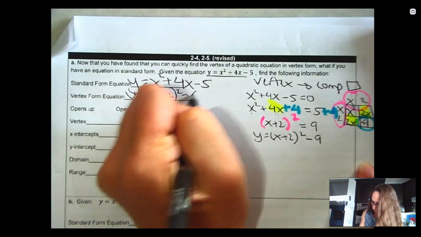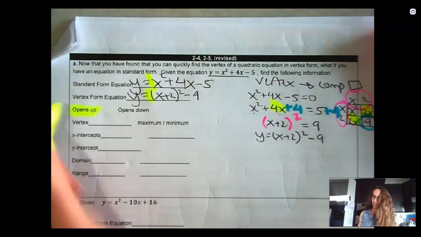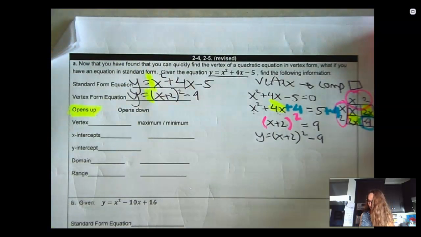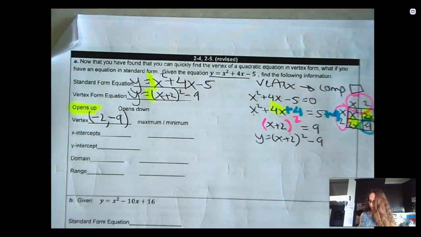Vertex form is a lot easier because guess what you can find right away? The vertex. Now, by the way, you could see that this was going up right away because what's in front? And I know the vertex: (-2, -9). Let me remind you.